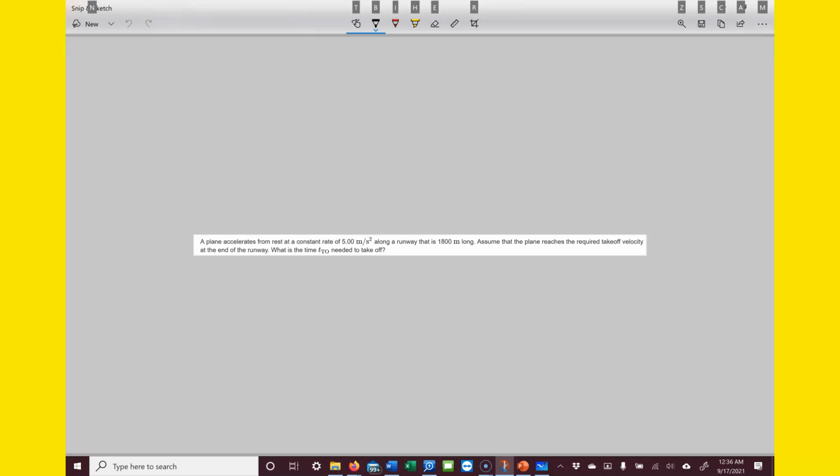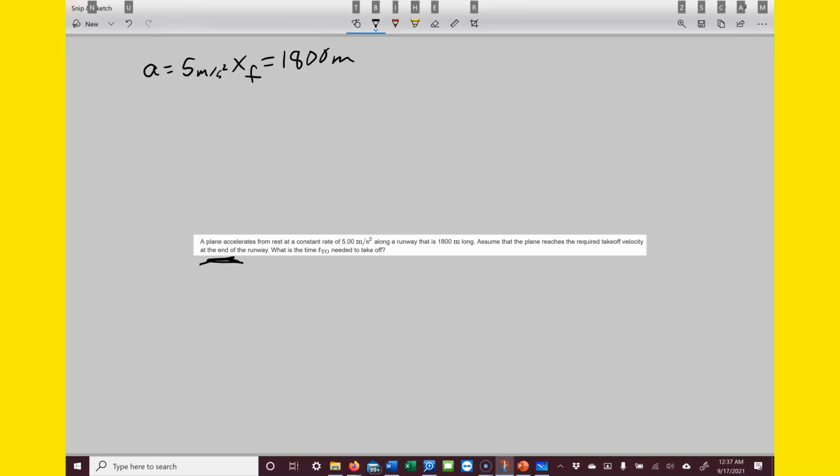Okay, so let's think about what we know. We know a is +5, and we're trying to find t. It says assume that the plane reaches the required takeoff velocity at the end of the runway, and the runway is 1,800 meters long, so that means the final position is 1,800 meters. That's something we know as well.